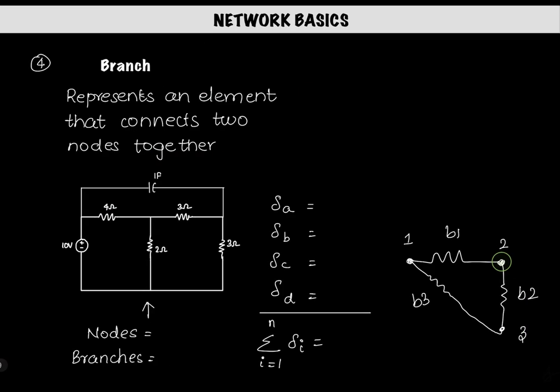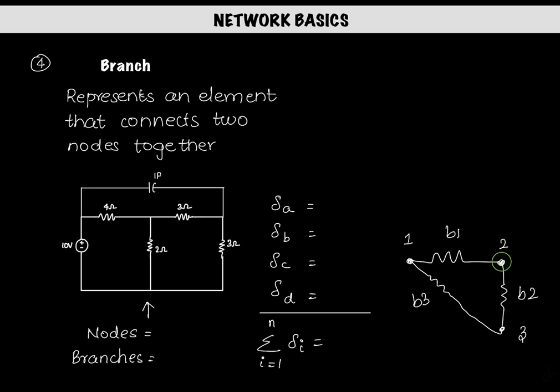Okay, so now let's come to the next terminology, which is branch. A branch is nothing but an element. To be very simple, a branch is an element. So basically if we look, this is a node and this is a node, and this is an element which is connecting these two nodes. So the branch represents an element that connects two nodes together.